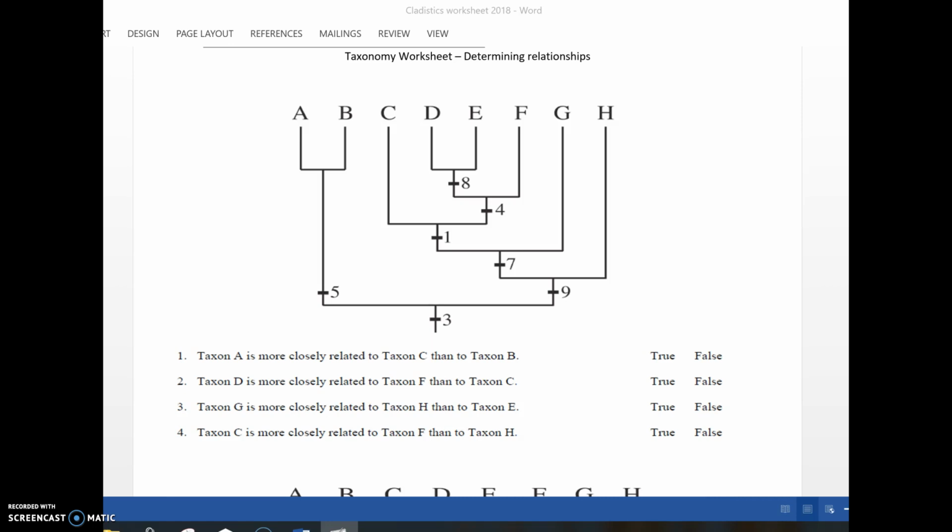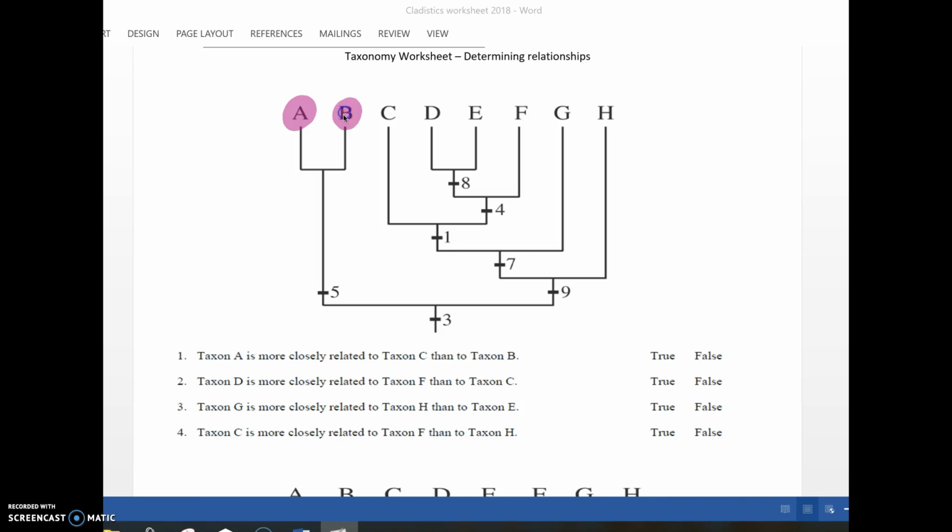Taxon A is more closely related to C than B. So we're looking at A in this cladogram here. And we're assuming these numbers represent, let's just say, traits that appeared throughout evolution. So these numbers are traits. And we want to know, true or false, is A more closely related to C than B?